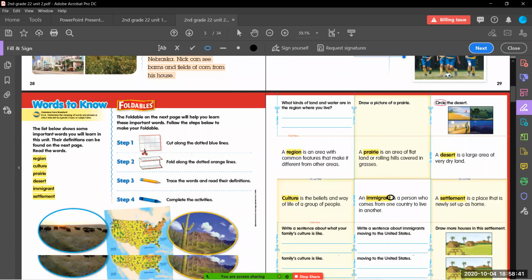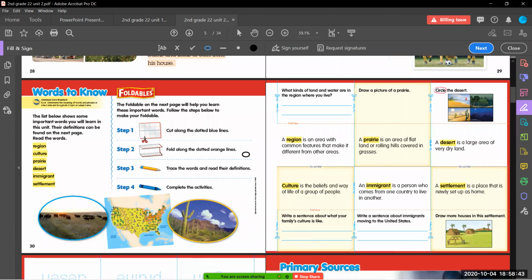Now, you don't need to do this part where you're cutting things out. You can if you like, but it's not something that I require of you. Some of the words that we're going to learn in this unit are highlighted right here in yellow. These are going to be our vocabulary words that we're going to work on here on the next page.